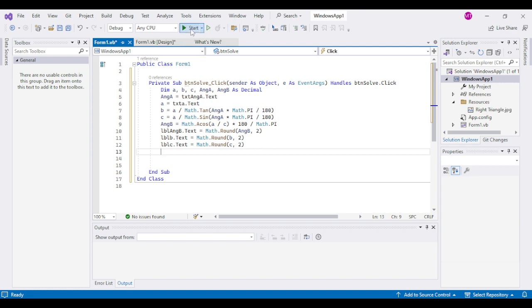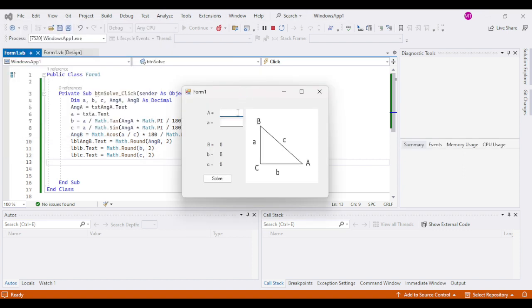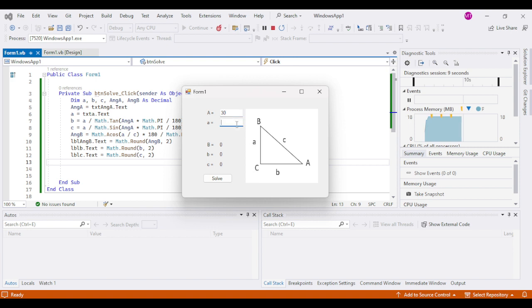Let us try. Okay, here's our program. So for example, we have 30 degrees in angle, then we have 4 on our adjacent side. So there you have it. Angle B is 60 degrees. Then we have 6.93 on side B and 8 on hypotenuse. What if we change our angle into 60? Let's solve. So there you have it. We have 30 degrees and 2.31 and 4.62.